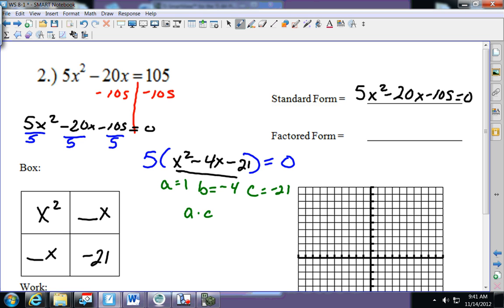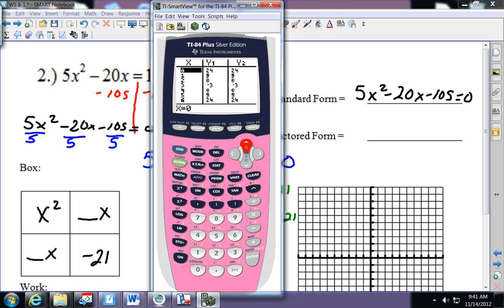A times C. 1 times negative 21, negative 21. Well, we need the factors of negative 21. So I go up here, and I'm going to put it in the calculator.